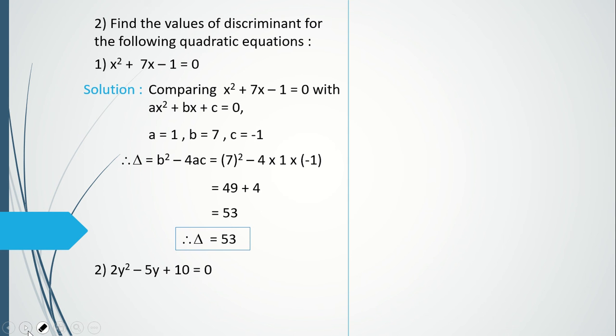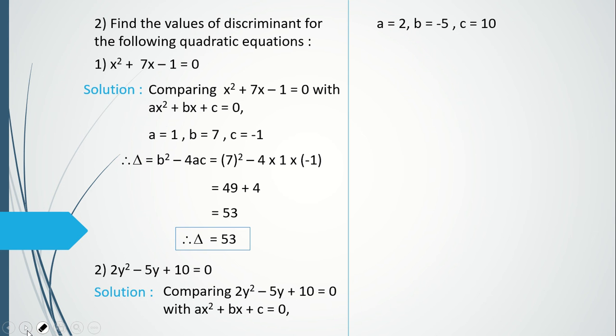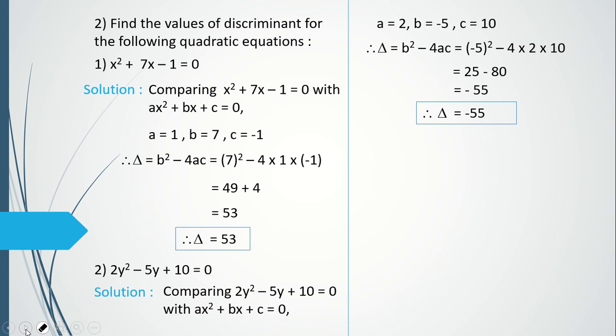Now in the next sum also find out what is b square minus 4ac. Comparing with ax square plus bx plus c is equal to 0, a is 2, b is minus 5 and c is 10. So just substitute the values. b square is minus 5 square minus 4ac.